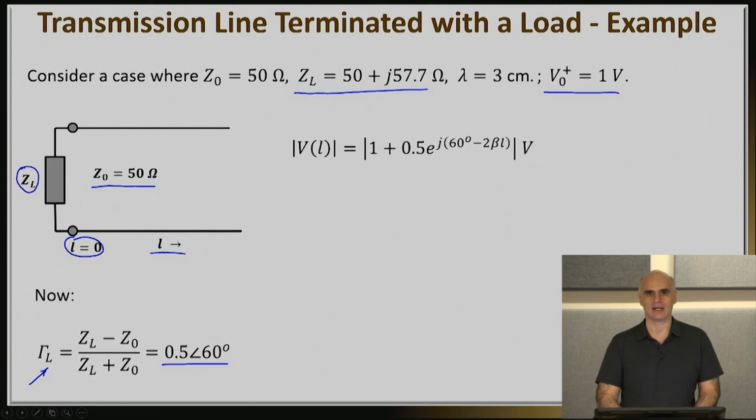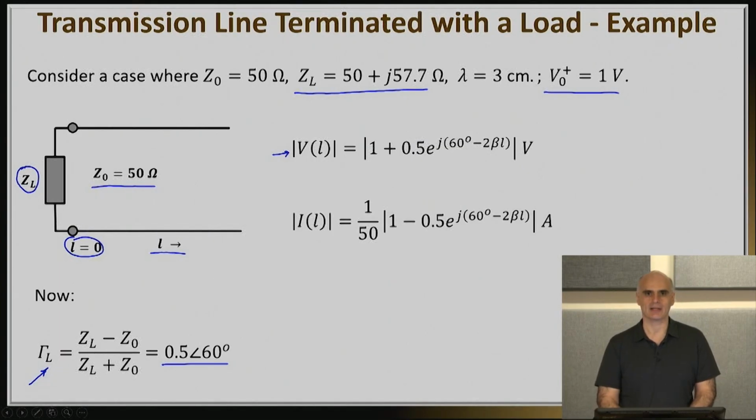So you can go ahead now and use the expressions that we learned before in terms of the magnitude of the voltage and the magnitude of the current. So here's the magnitude of the voltage. It's going to be equal to |1 + 0.5 e^(j(60 degrees - 2βL))|. And if you also apply the same thing for the current, you will get the expression right here.